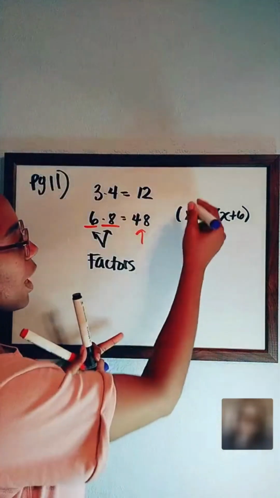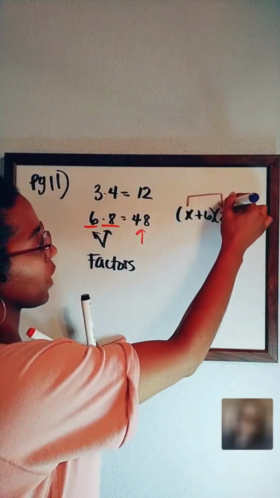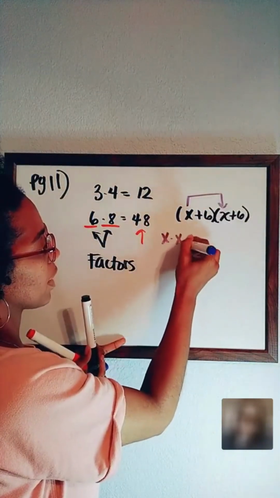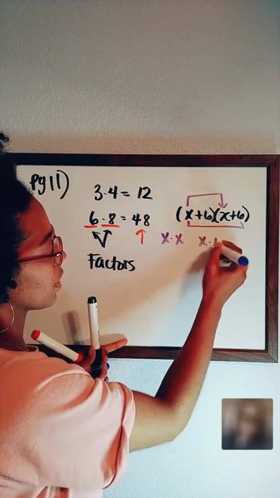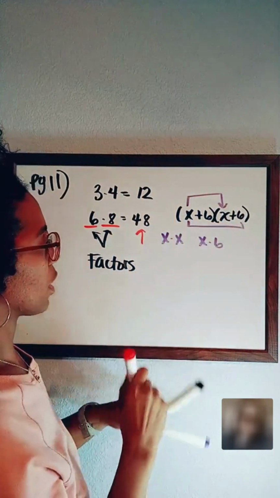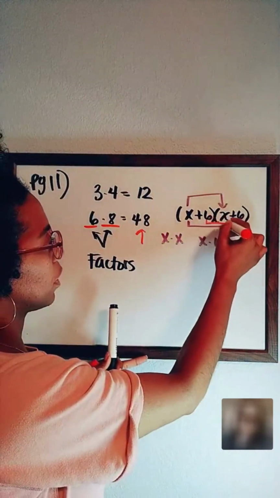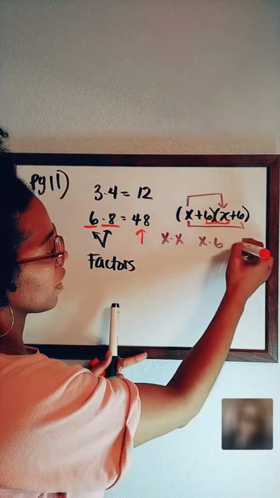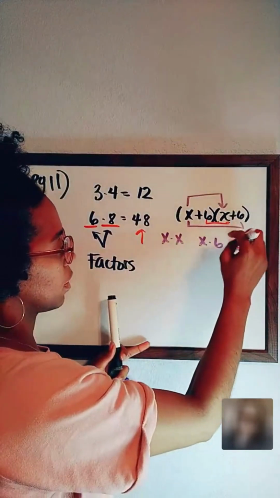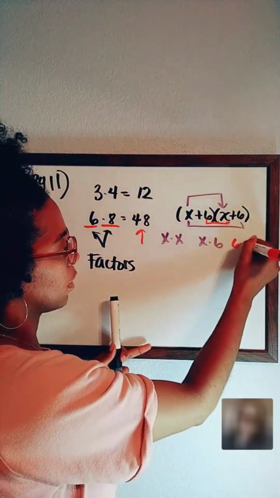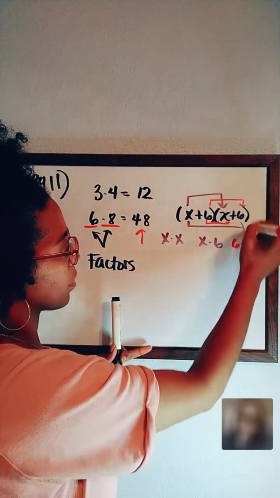Okay, so when we multiply, we do the first times the first, so x times x. First times the last, x times 6. Then we turn around and do last times first, 6 times x. And then 6 times 6.